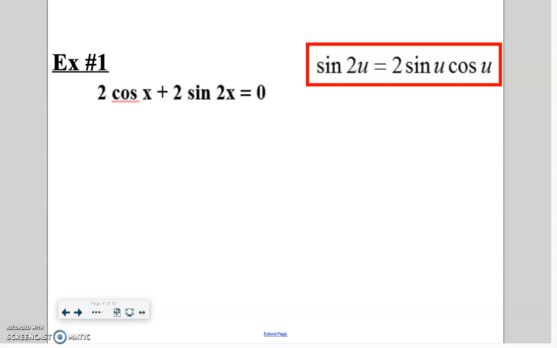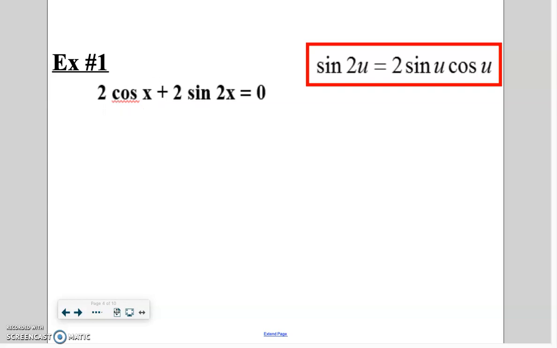All right, so first up, this first example, we've got 2 times the cosine of x plus 2 sine 2x equals 0. So this is what I was trying to get at before. My angles don't match. That's a problem. I cannot combine these, even if I had common trig functions, which I don't. I have cosine on the left, sine on the right. Right now, I cannot combine these whatsoever.